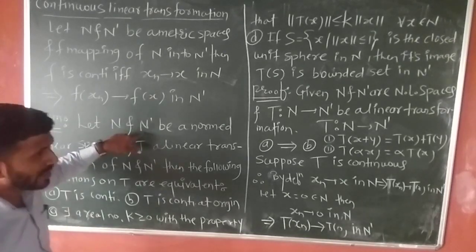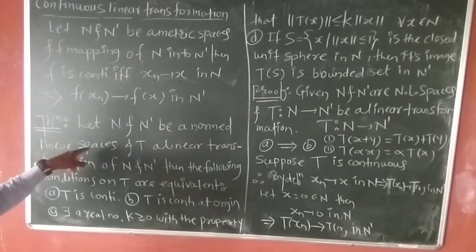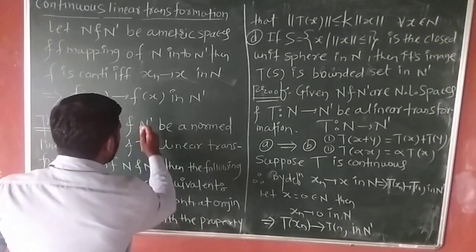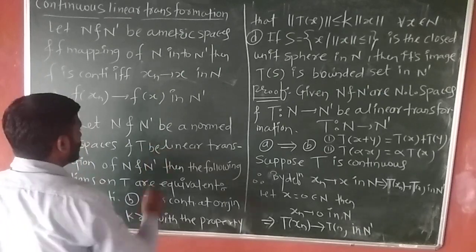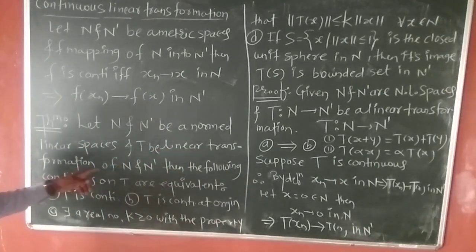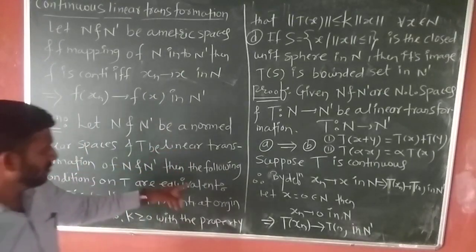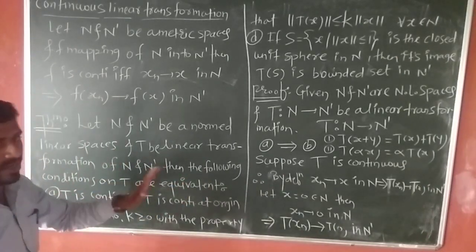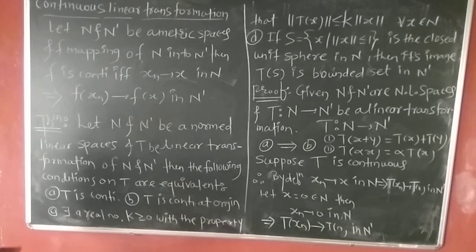Let N and N dash be normed linear spaces, and T be a linear transformation of N into N dash. Then the following conditions on T are equivalent. That means we have to show that these four conditions are equivalent.